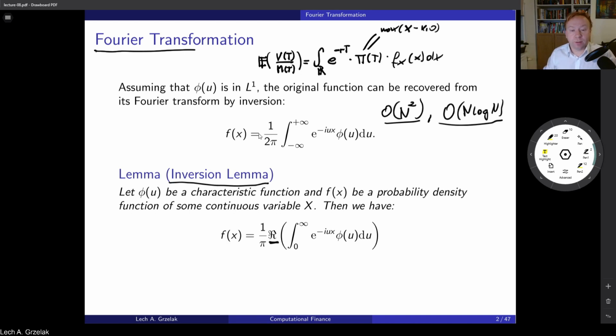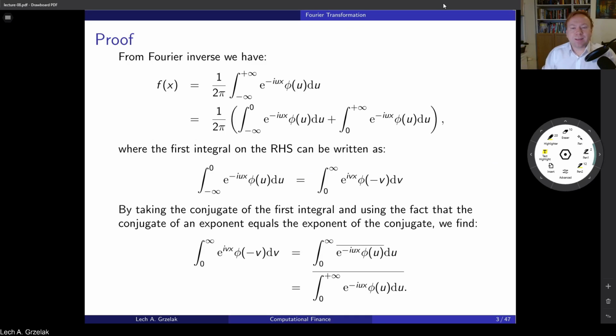So this is the first step in our derivation of a fast way of calculating density using the fast Fourier transformation. Let us start with the definition of the characteristic function. We have 1 over 2 pi, and then the integral we have already seen. The first step is to divide the domain into two, from minus infinity to 0, and from 0 to plus infinity. As you can see, the terms under the integral are exactly the same.